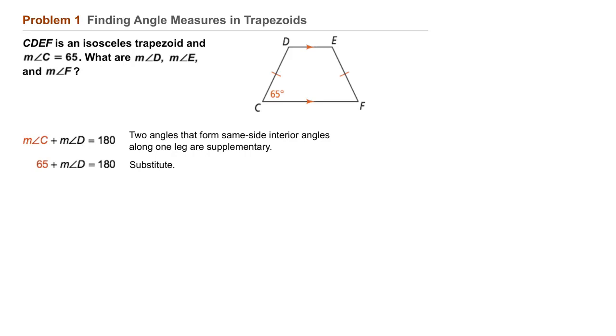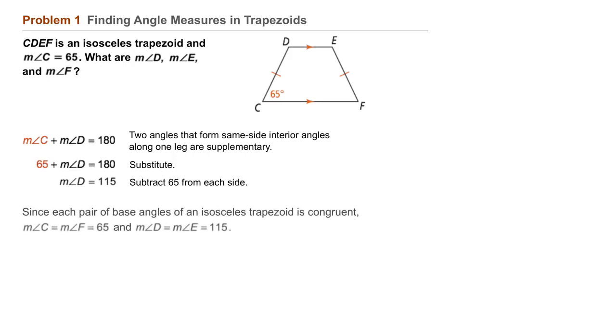We can substitute 65 in place of the measure of angle C. So we see that 65 plus the measure of angle D will equal 180, and solving we find that the measure of angle D equals 115. Since each pair of base angles of an isosceles trapezoid is congruent, then the measure of angle C equals the measure of angle F, which equals 65. And the measure of angle D equals the measure of angle E, which equals 115.